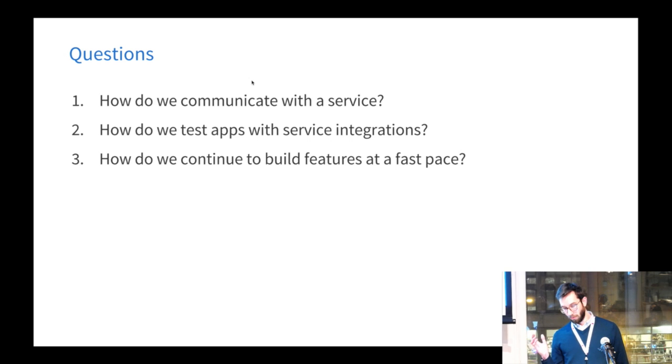So what I want to start with are 3 questions that are pretty much the most important questions to answer when you're building a service-oriented architecture. So the first one is, how are you going to communicate with these collaborator services? The second one is, how are you going to test your apps when they integrate with collaborator services? And the third one is, how are you going to continue to build the features that you build at a fast pace?